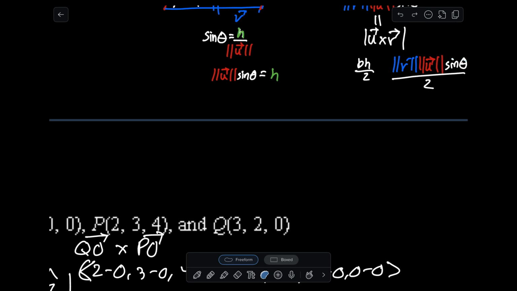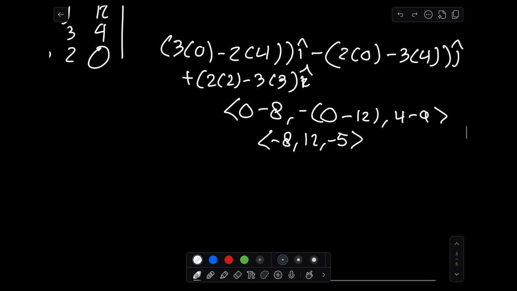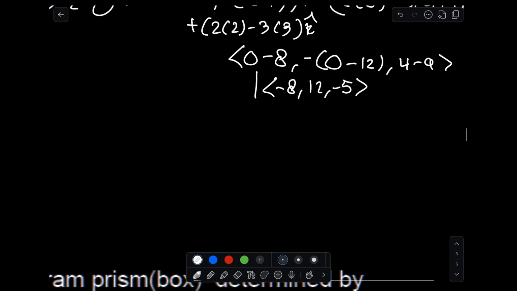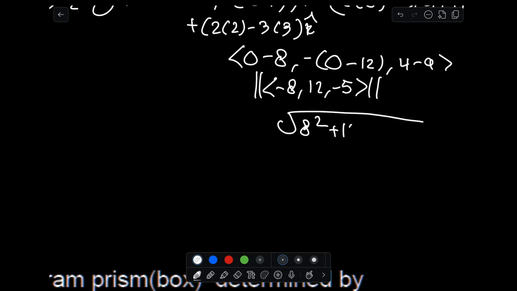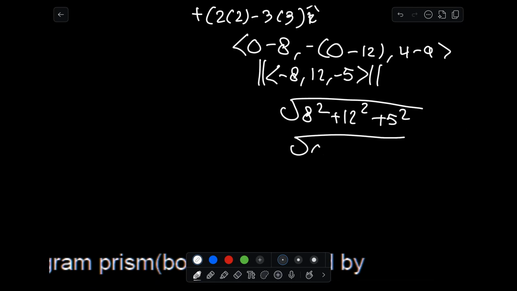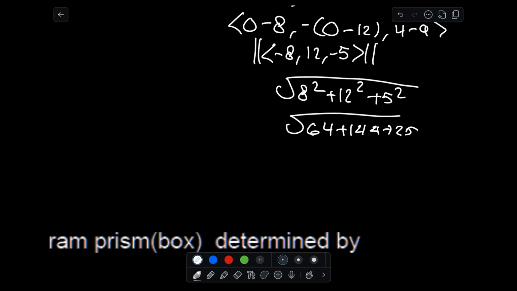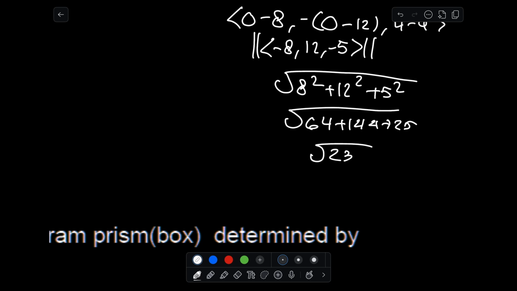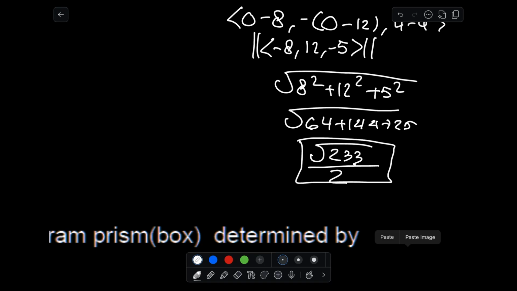Oops, I want to copy the whole thing in. It's not going to work, but we can just now say that, take the magnitude of this, which we know is just going to be 8 squared plus 12 squared plus 5 squared. So this is going to become 64 plus 144 plus 25. So it's going to be 208 plus 25, so it's going to be root 233. But we have to divide by 2 since it's the triangle and not a parallelogram. And that would be what your answer is, right?